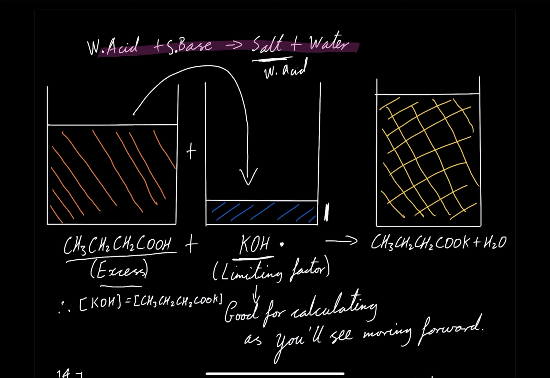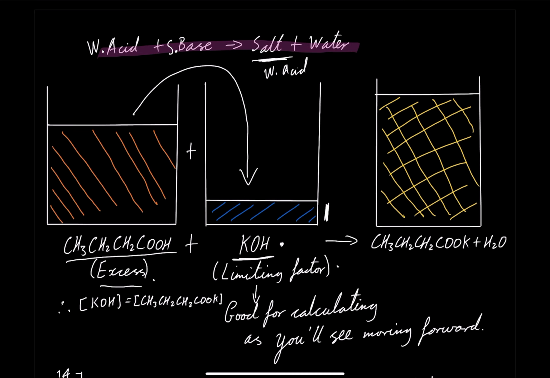Because this is in excess, and this is not in excess, we know this is going to fully react. In science we call this the limiting factor, because all of the potassium hydroxide will fully react in solution when it's reacted with the butanoic acid, but not all the butanoic acid will react with the potassium hydroxide.